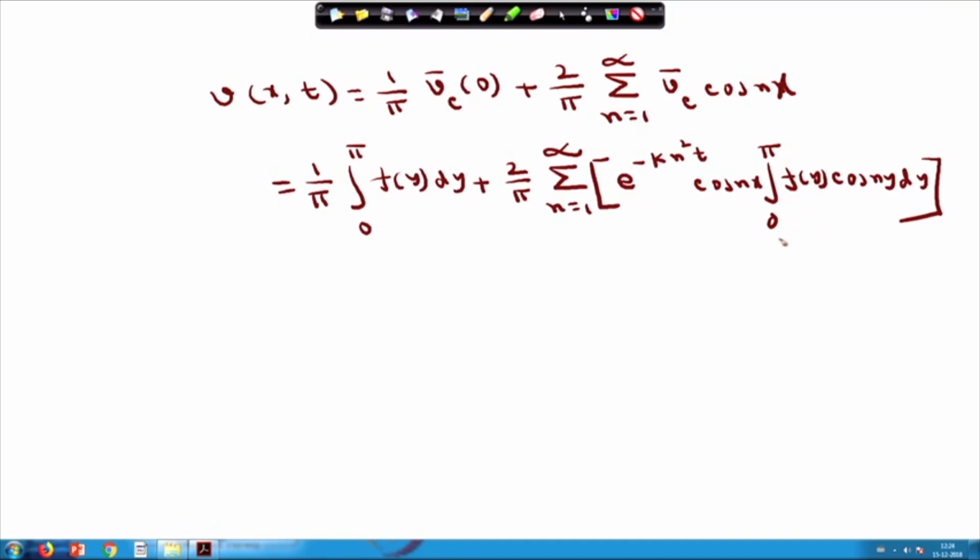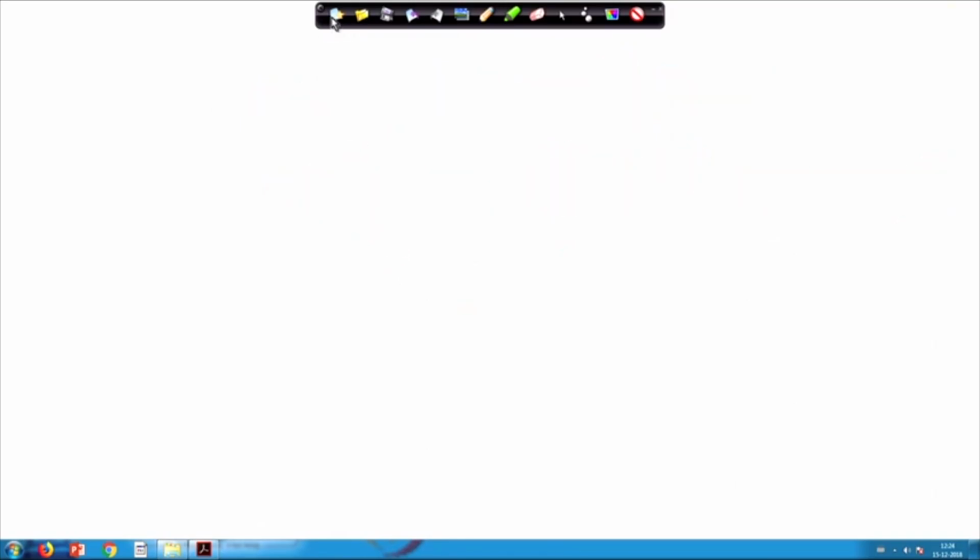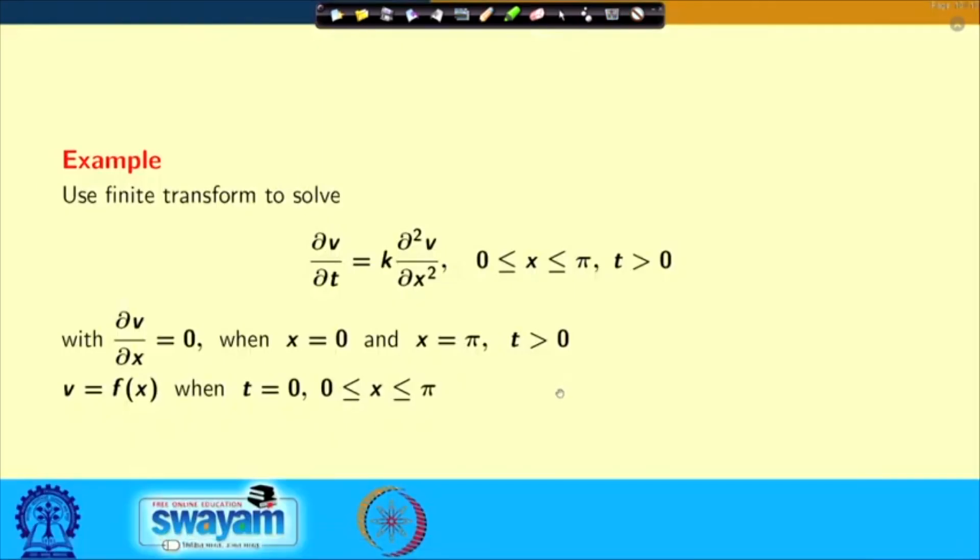Since I do not know the value of f(x), I cannot evaluate the integral in both cases. But if I know f(x), I can evaluate the integral and I can tell the solution v(x,t) in this form for the given partial differential equation. So, this way I can find the solution.